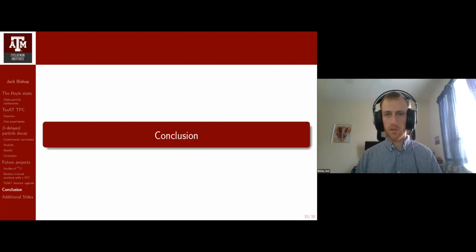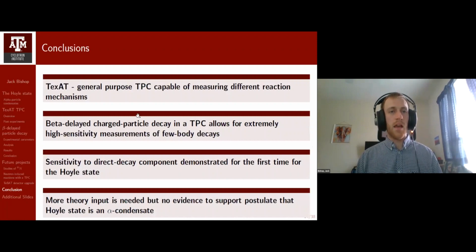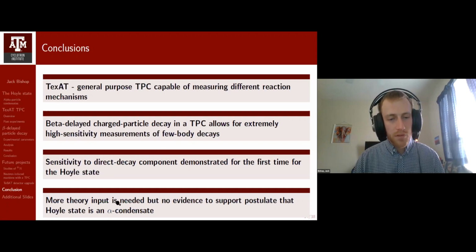So with that, I'd just like to conclude overall. And hopefully you garnered this from the talk, but TexAT is a general purpose TPC capable of measuring many different reaction mechanisms. And this beta-delayed charged particle decay in TPCs allows for extremely high sensitivity measurements of few body decays. And for the first time, we've managed to demonstrate this sensitivity to the direct decay component. But more theory is needed, but there's so far no evidence that supports the postulate that the Hoyle state itself is an alpha-condensate.